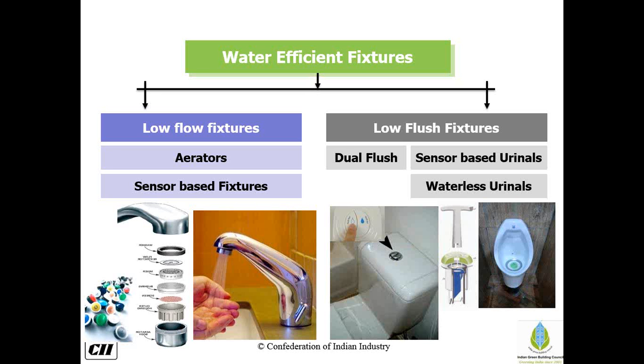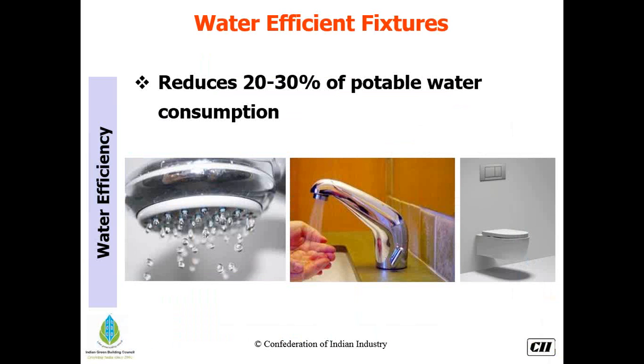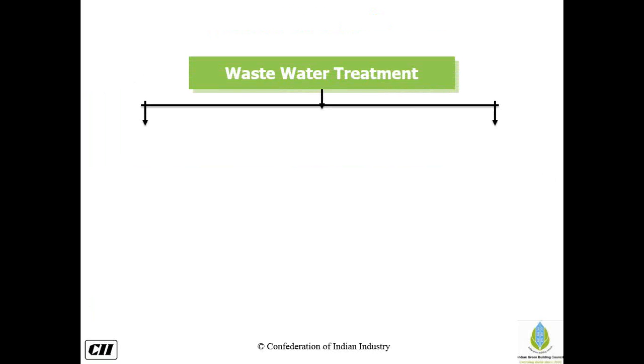And there are also flush fixtures now. Most of the buildings now are implementing dual flush fixtures, so there will be a reduction in water consumption, and there are also sensor based urinals. They automatically flush when required. By having efficient fixtures itself, we can reduce 20 to 30% of the potable or municipal water we are using per day. So we recommend efficient fixtures in new schools, and existing schools can have aerators to reduce water consumption.